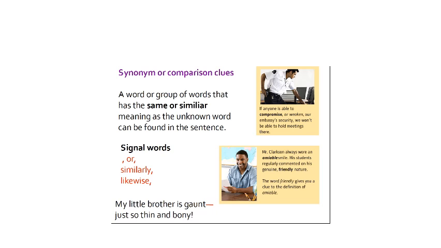Sometimes the words are just in the context as a whole and there is no signal word, like in the second example. Mr. Clarkson always wore an amiable smile. His students regularly commented on his genuine, friendly nature. The word friendly gives you a clue to the definition of amiable. Amiable means friendly. And again, just like before, sometimes the signal is some punctuation, here a dash. My little brother is gaunt, just so thin and bony. Thin and bony are synonyms of gaunt.